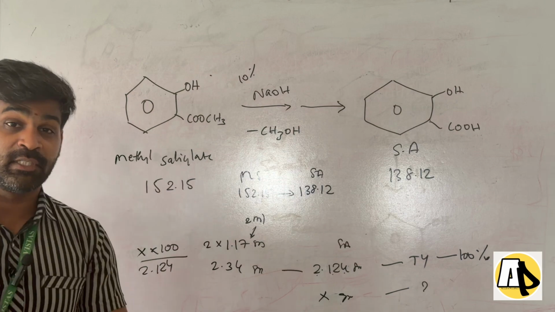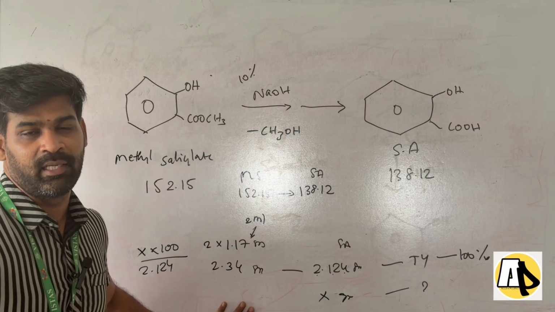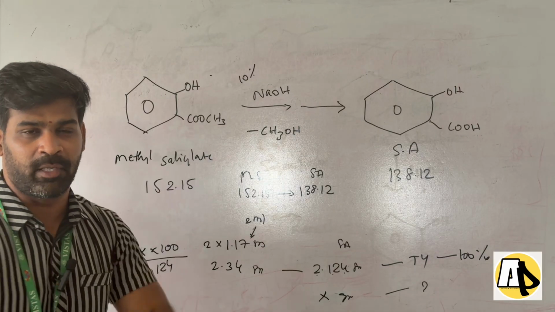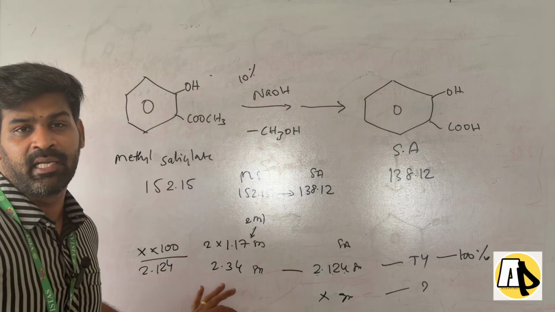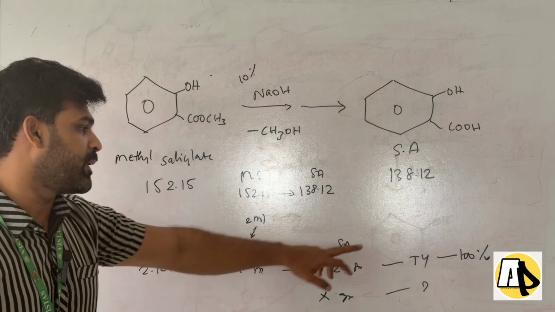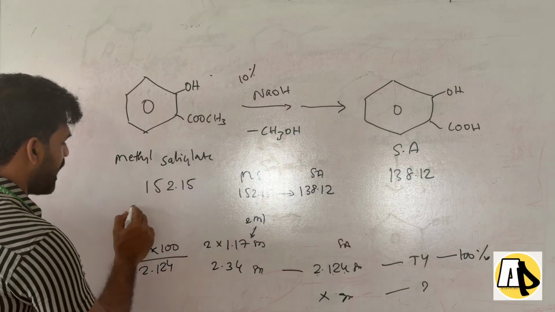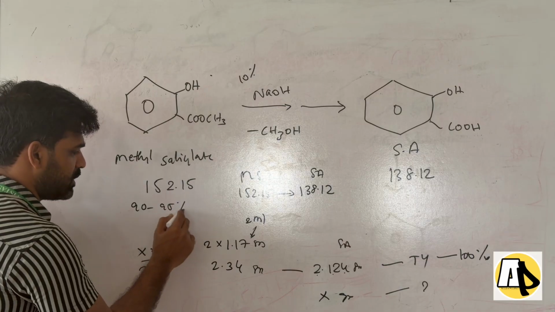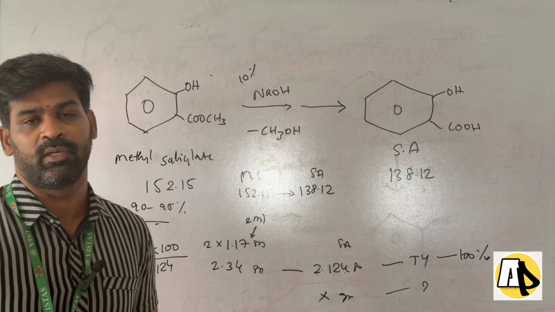Hopefully when we proceed for the experiment, we get 100% practical yield. That is not practically possible because the chemicals that we use in the lab are at least 95 to 98% analytical grade. So we don't expect to get 100% practical yield. If we get at least 90 to 95% yield, that is significantly good and considerable.